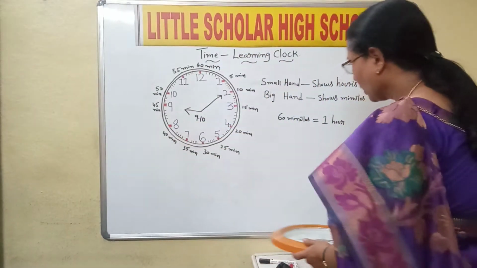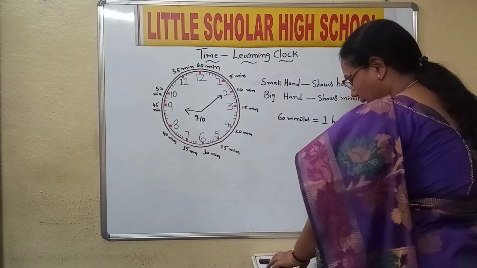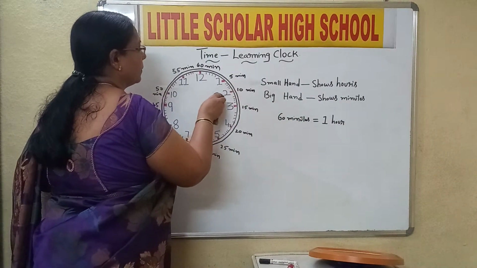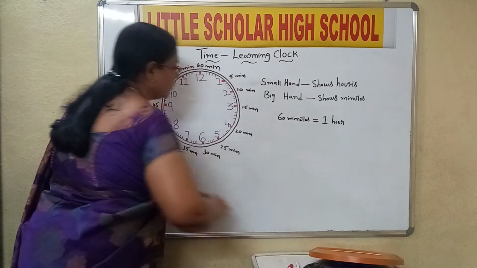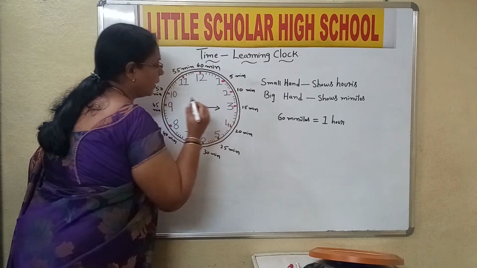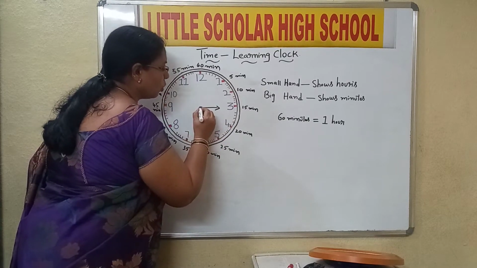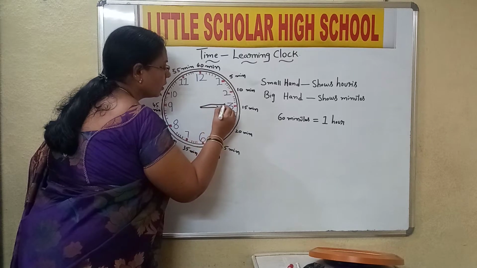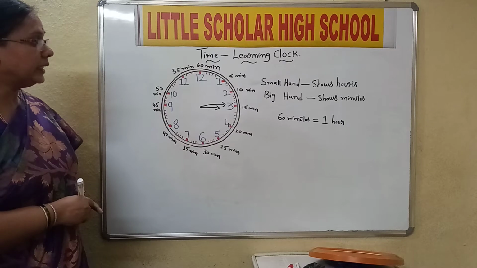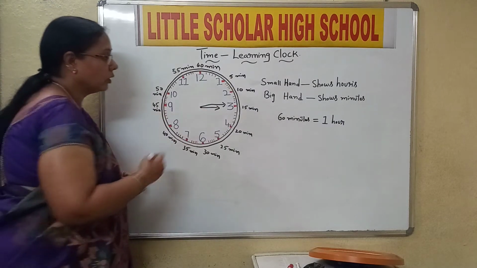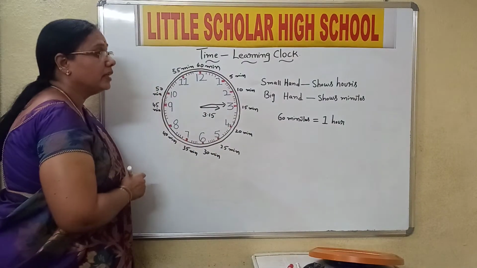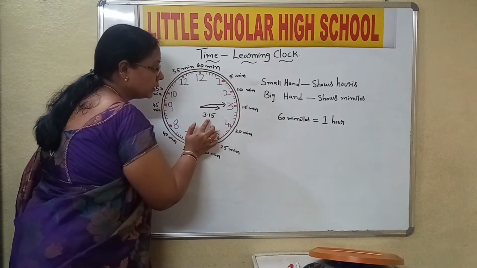Okay, children, now let us move to the next time. Now see, the small hand is on 3 and the big hand is on 3. So what is the time now? It is 3:15. Or what we will say, it is quarter past 3.